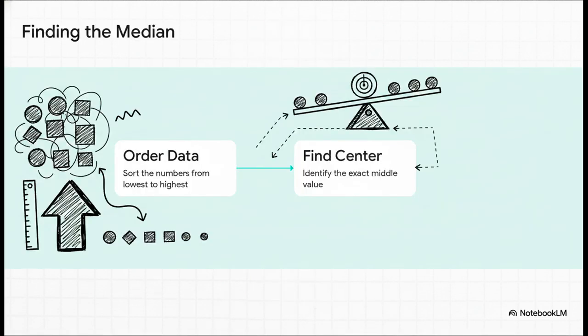Let's walk through the solution together, step by step. Now, if you just picked 7 because it happened to be sitting in the middle of that raw list, well, you fell for the classic trap.